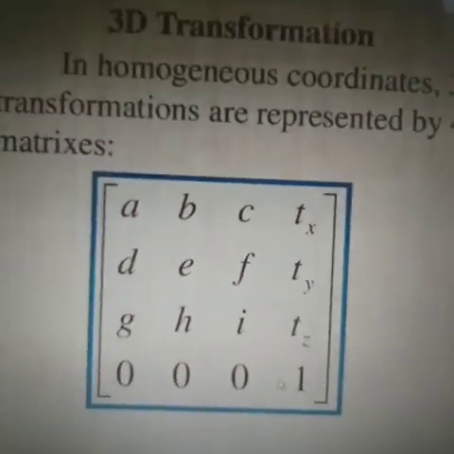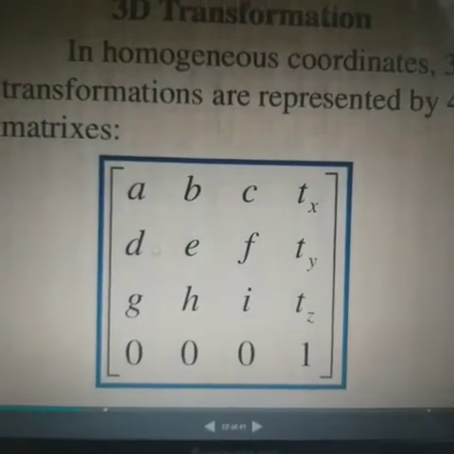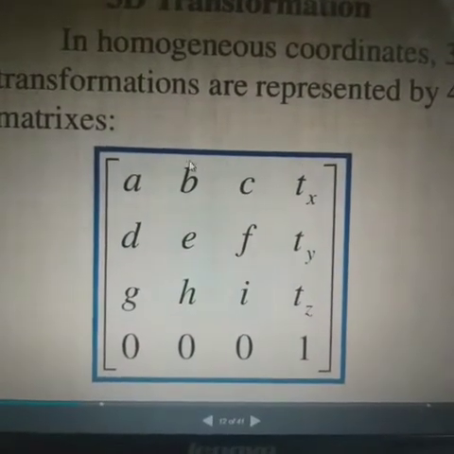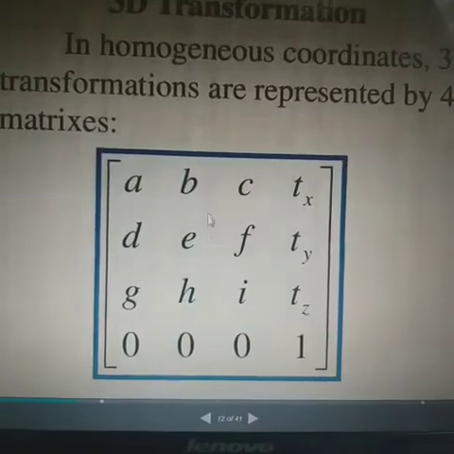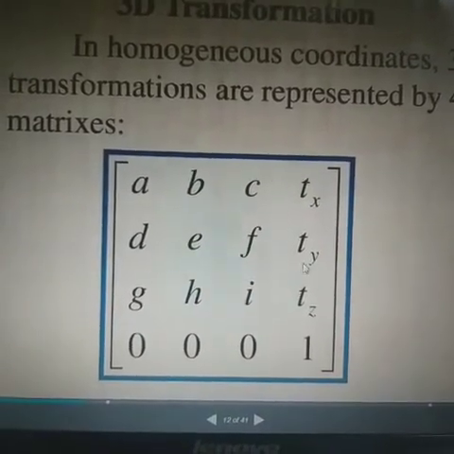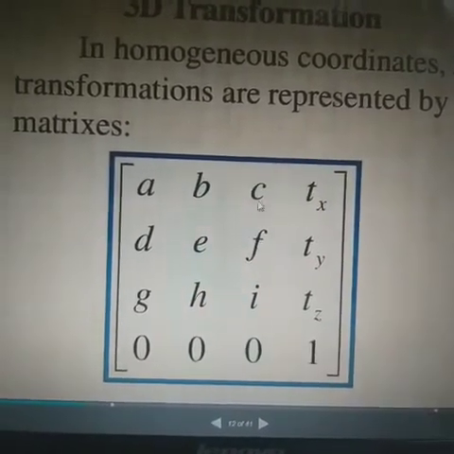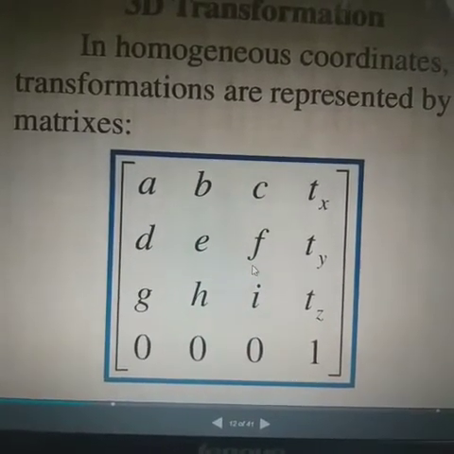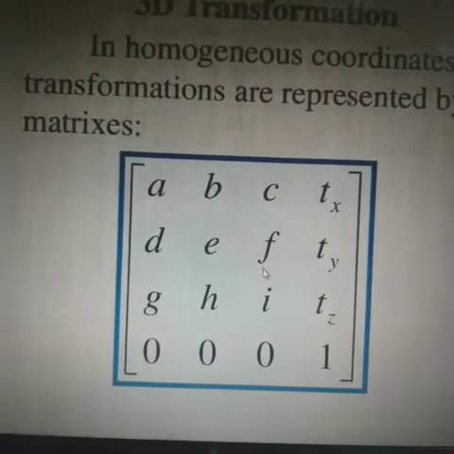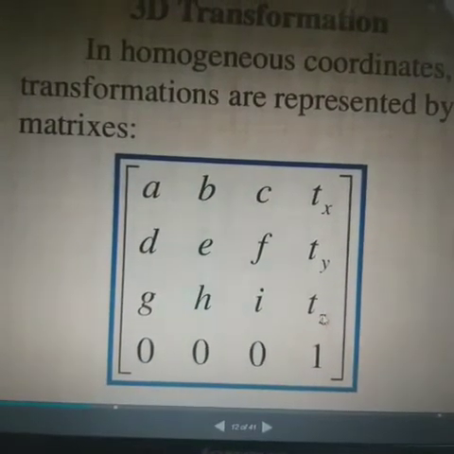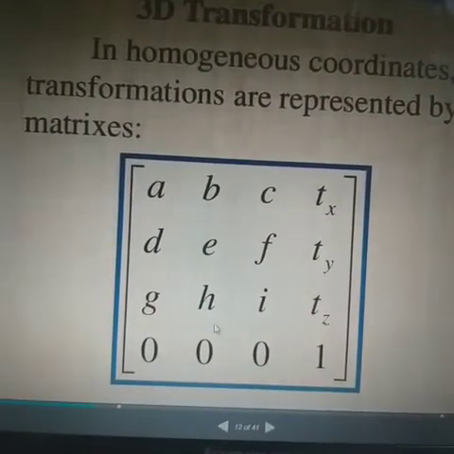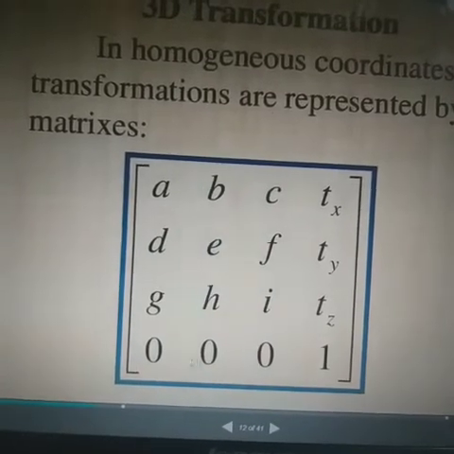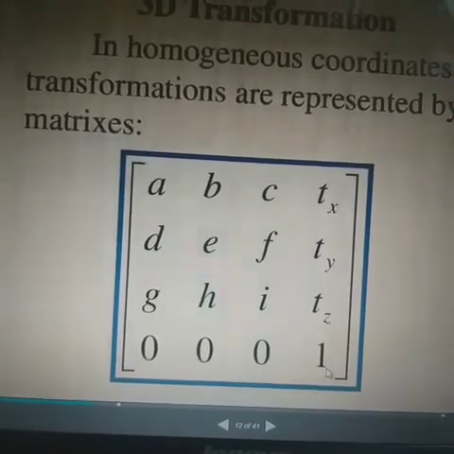In the case of the homogeneous coordinate system, the three-dimensional transformations are represented by a 4 by 4 matrix. The 4 by 4 matrix will be represented like this. For example, for translation, A, B, C, D, E, F, G, H, I are the elements, or we can say any numbers or calculations. tx, ty, and tz are used for the translation of the x, y, and z coordinates. 0 0 0 1 represents the homogeneous coordinates. So in total we have a 4 by 4 matrix.